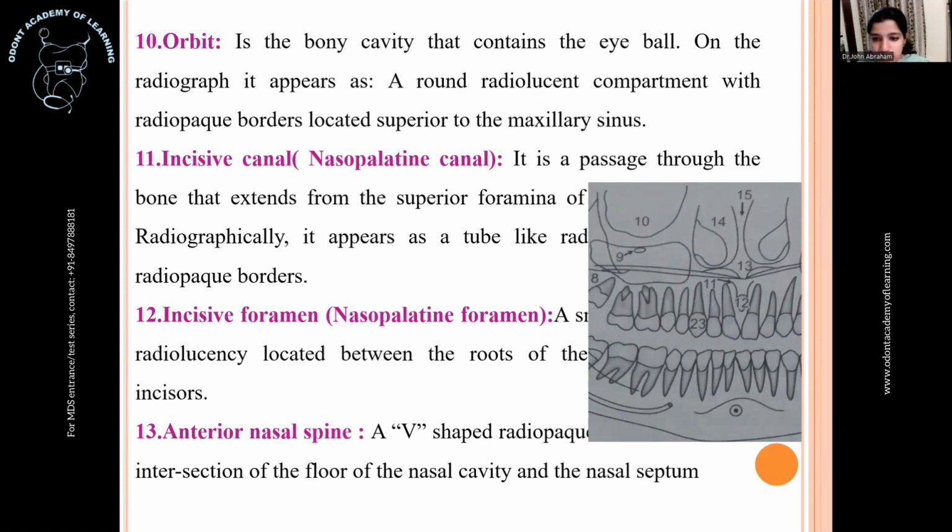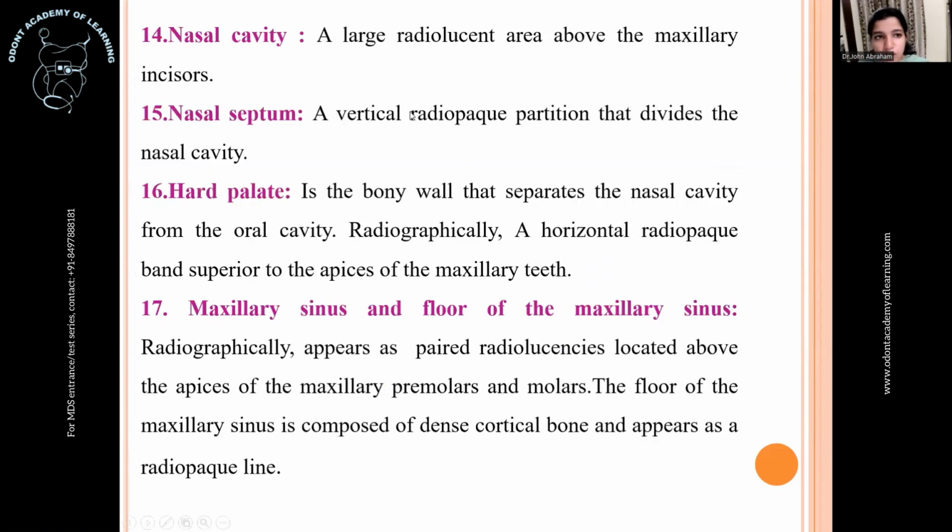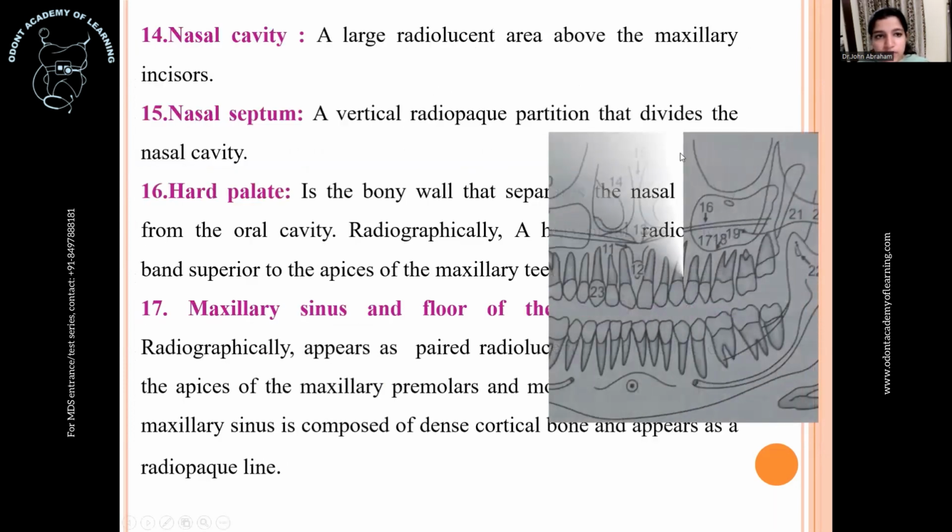Then you have your anterior nasal spine, a V-shaped bony radiopaque area at the intersection of the floor of the nasal cavity and the nasal septum. You have your nasal cavity, which is a large radiolucent area above the maxillary incisors. Next is your nasal septum, a vertical radiopaque portion that divides the nasal cavity. Then is your hard palate, which separates the nasal cavity and the oral cavity.